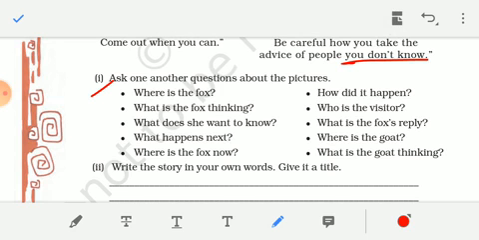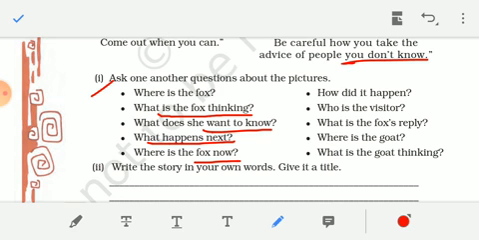What is the fox thinking? He's thinking how to come out from the well. What does the goat want to know? How the water tastes. What happens next? Next the goat comes in and the fox goes out of the well. Then where is the fox now? Now the fox is on the top of the well, meaning out of the well.